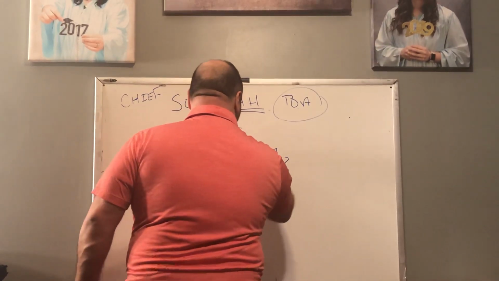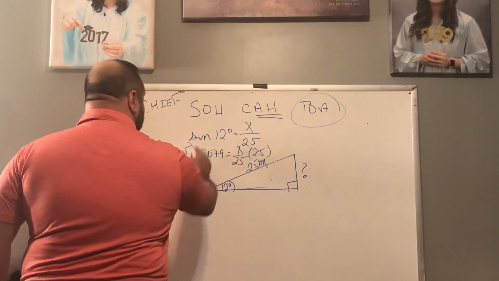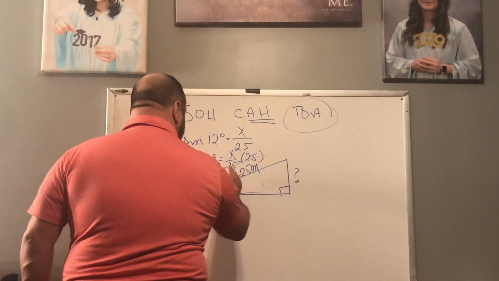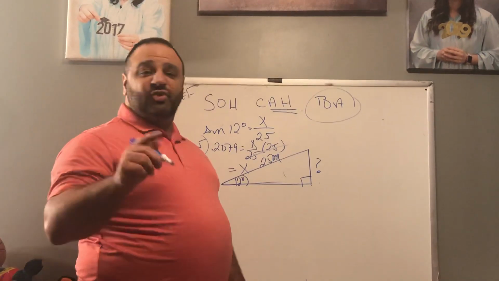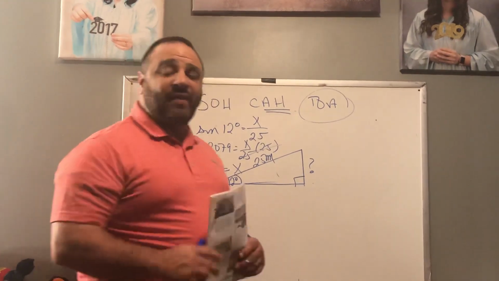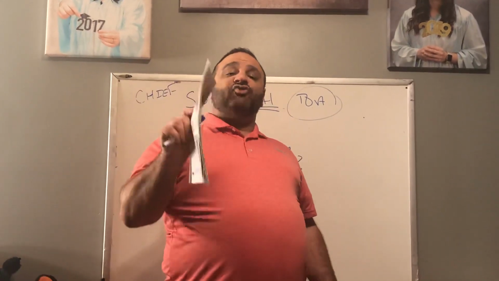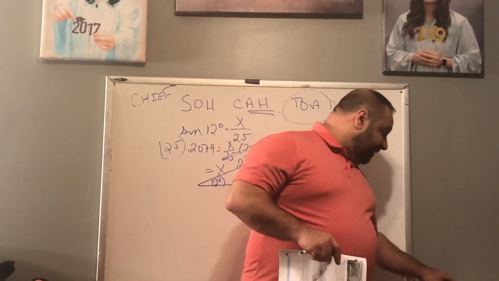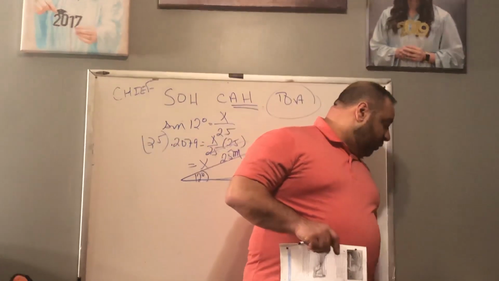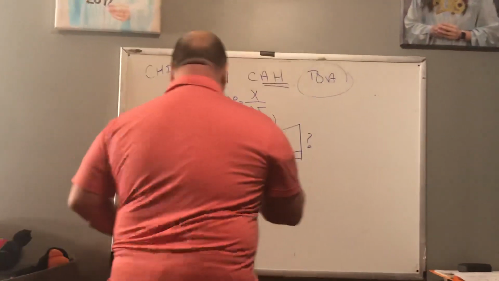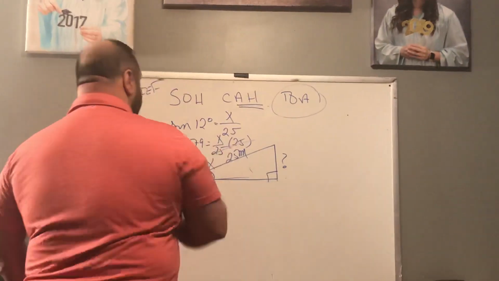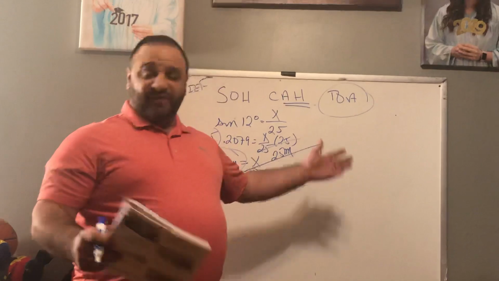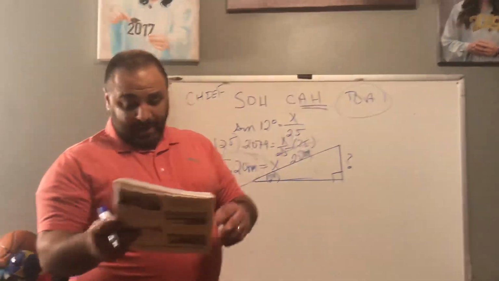We want to multiply both sides by 25. So x equals 25 times 0.2079. Get your calculator out. We'll have Gabe give me the answer. Then Chris Rob, you follow up. What is 25 times 0.2079? You should come up with the answer of 5.20 meters. The elevation is 5.20 meters.